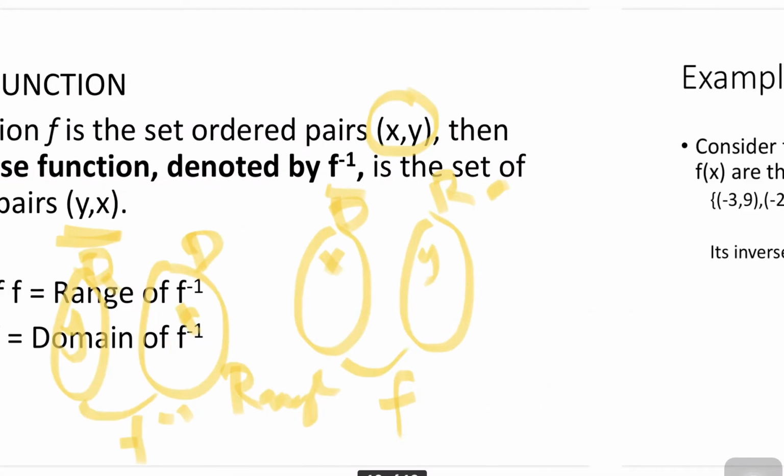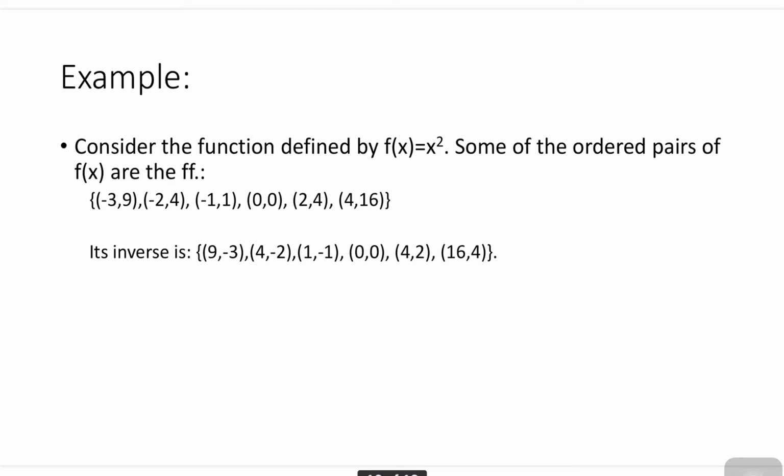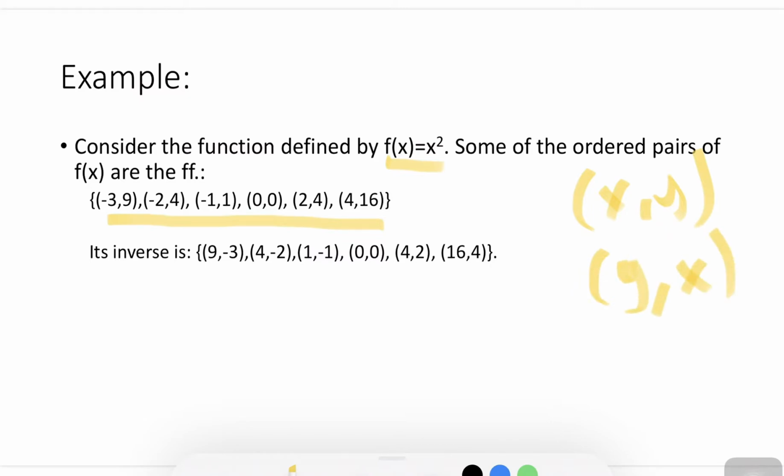As an illustration, consider a function defined by f of x equals x squared. Some of the ordered pairs are the following. Now to get the inverse, from xy, you just exchange their positions, yx. So from -3, 9 we have 9, -3. From -2, 4 we get 4, -2; -1, 1 gives 1, -1; 0, 0 gives 0, 0; 2, 4 gives 4, 2; and 4, 16 gives 16, 4. We just interchange.